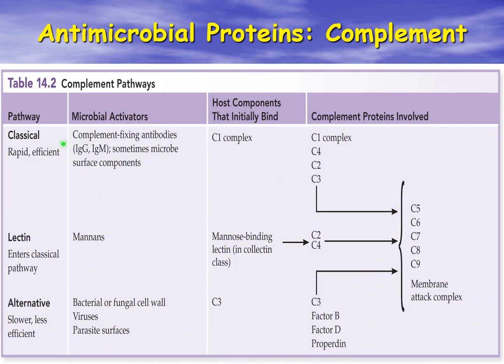So again, the classical pathway is actually due to antibody-antigen complexes that form. The lectin pathway is due to the presence of mannins, which are actually activated by mannose that's found in certain bacterial cell walls. And then the alternative is other products that are found in the cell walls of some of these microbes.